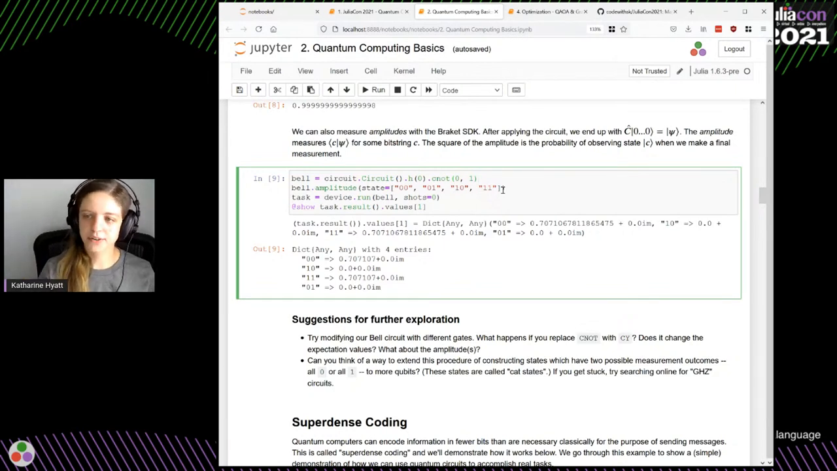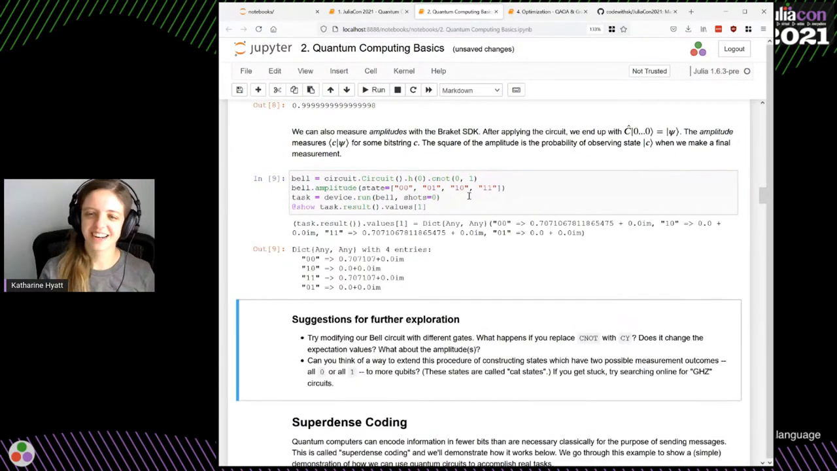And then we're going to compute amplitudes for all possible two qubit output states, 0,0, 0,1, 1,0, and 1,1. And we're going to compute an exact measurement, shots equal to zero. And again, we'll run the task on the device and show the first value, which will be all of our amplitudes. And again, thanks to the wonderful magic of PyCall, thank you, Steven Johnson, for this incredible package, we'll get a dictionary out, which will show us the amplitudes of each of our output states.